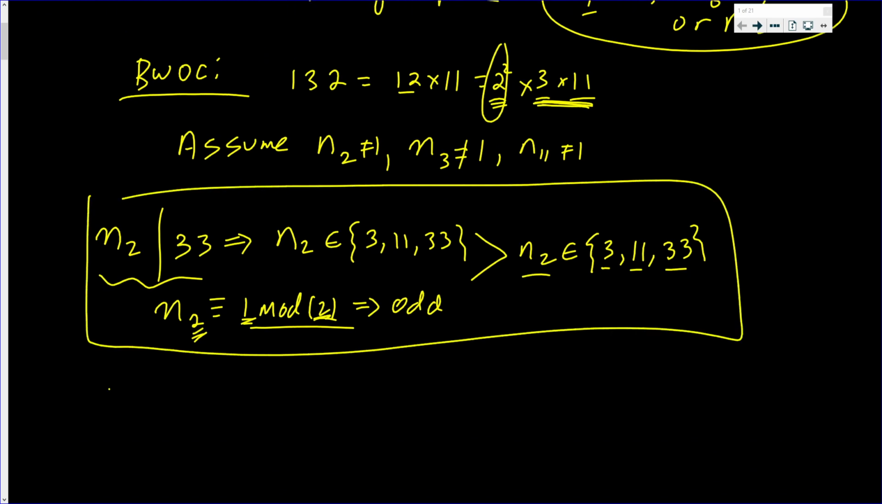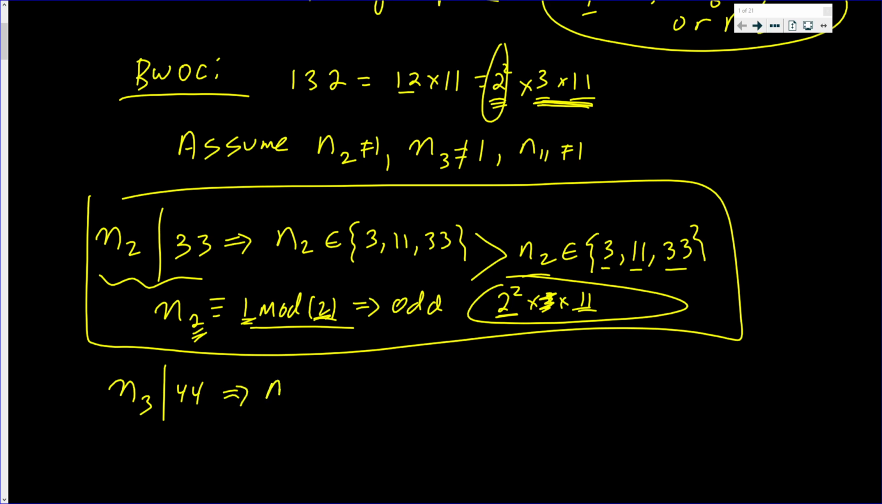Now let's do the same thing for the other prime, n_3. Remember that the size of the group is 2 squared times 3 times 11. For n_3, we just don't look at 3. That is, n_3 must divide 4 times 11. That implies that n_3, remember, it's not 1, is either 2 or 4 or 11, 22, or 44.